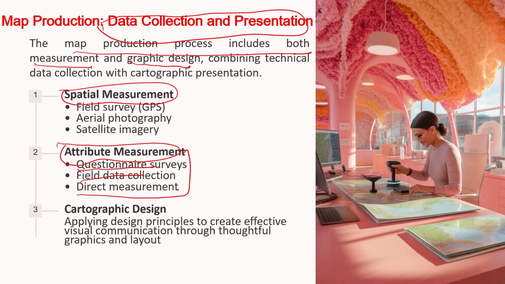I think initially we discussed location and attribute elements, and that will be based on this. Then finally, cartographic design, applying design principles to create effective visual communication through thoughtful graphics and layout. Here your artistic skill plays a great role. When you want to design a map, you have to think what type of color you have to select and what type of pattern you have to use. So, design is very, very important. So, spatial data measurement, attribute data measurement, I prepared all the maps, then using the cartographic design principles, I have to complete the mapping process.